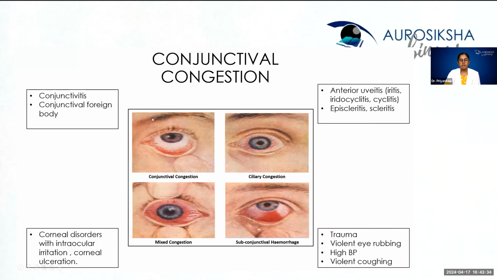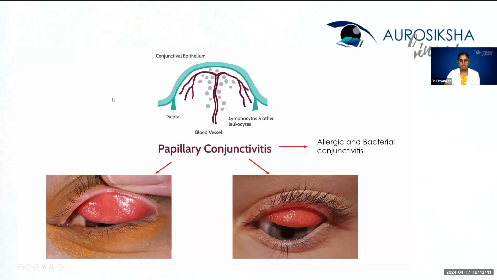Talking about the conjunctival congestion and conjunctivitis, it is very important for us to differentiate papillary conjunctivitis from follicular conjunctivitis. As you can see in this picture, this is the papillary conjunctivitis. A papilla is nothing but an elevation in the conjunctival epithelium, which will have a central blood vessel and be surrounded by inflammatory cells, which is most commonly seen in allergic and bacterial conjunctivitis. It has a velvety red appearance because of its central blood vessel.